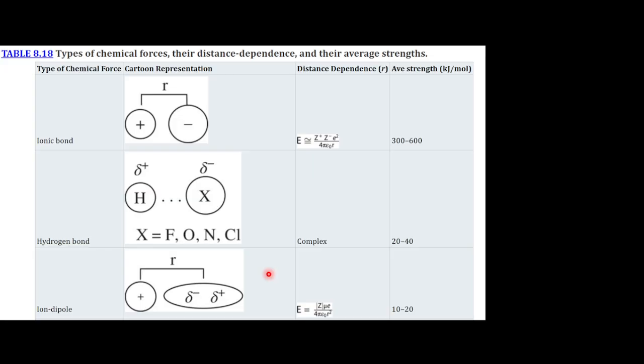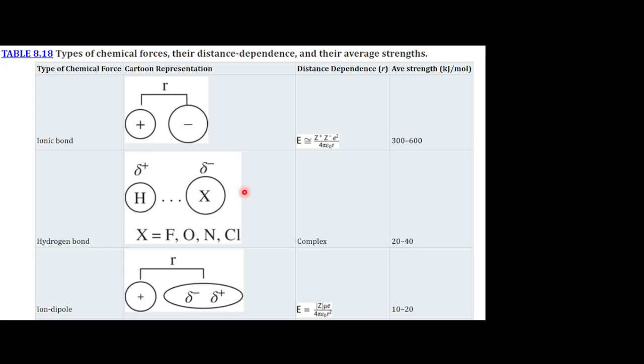So this right here is your different chemical forces and their distance dependence and their average strengths. This would be your ionic bonds. The distance dependence is going to depend on the charge on your atoms, and it's going to drop off with distance as you separate. The average strength tends to be somewhere in the 300 to 600 kilojoules per mole to break those. If we look at a hydrogen bond, it's typically between 20 and 40 kilojoules per mole to break.